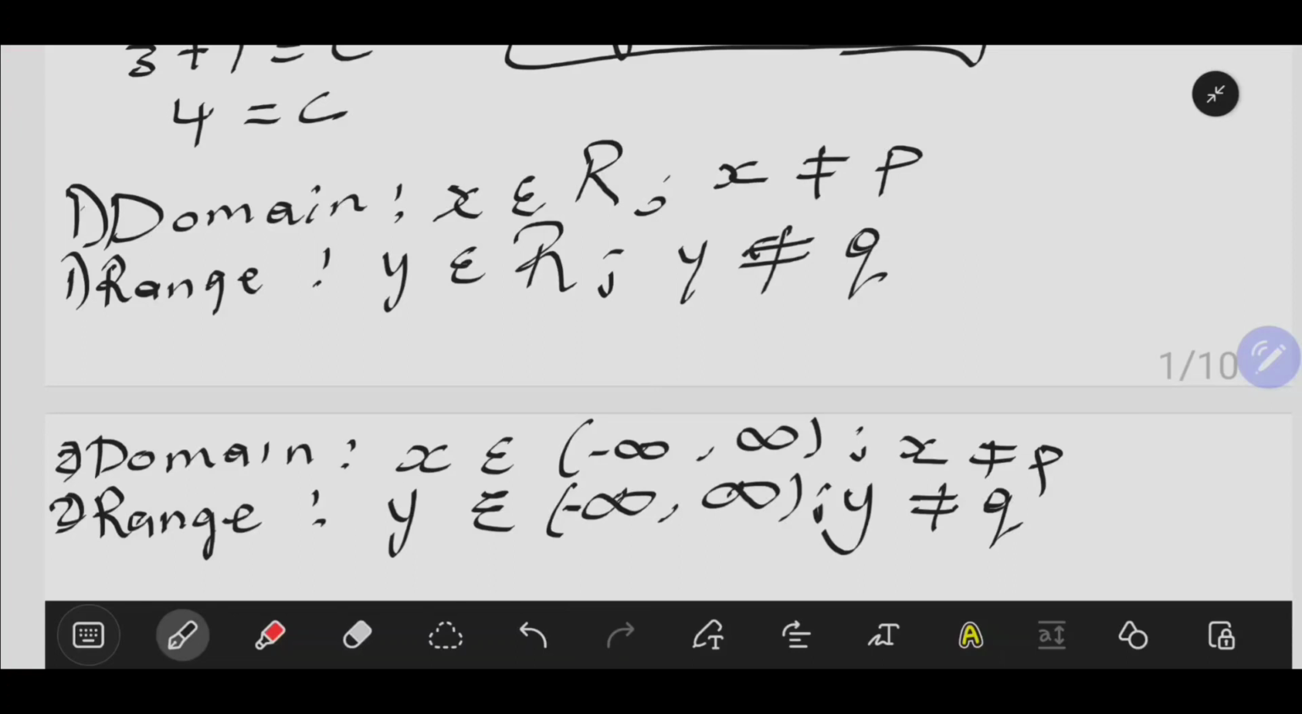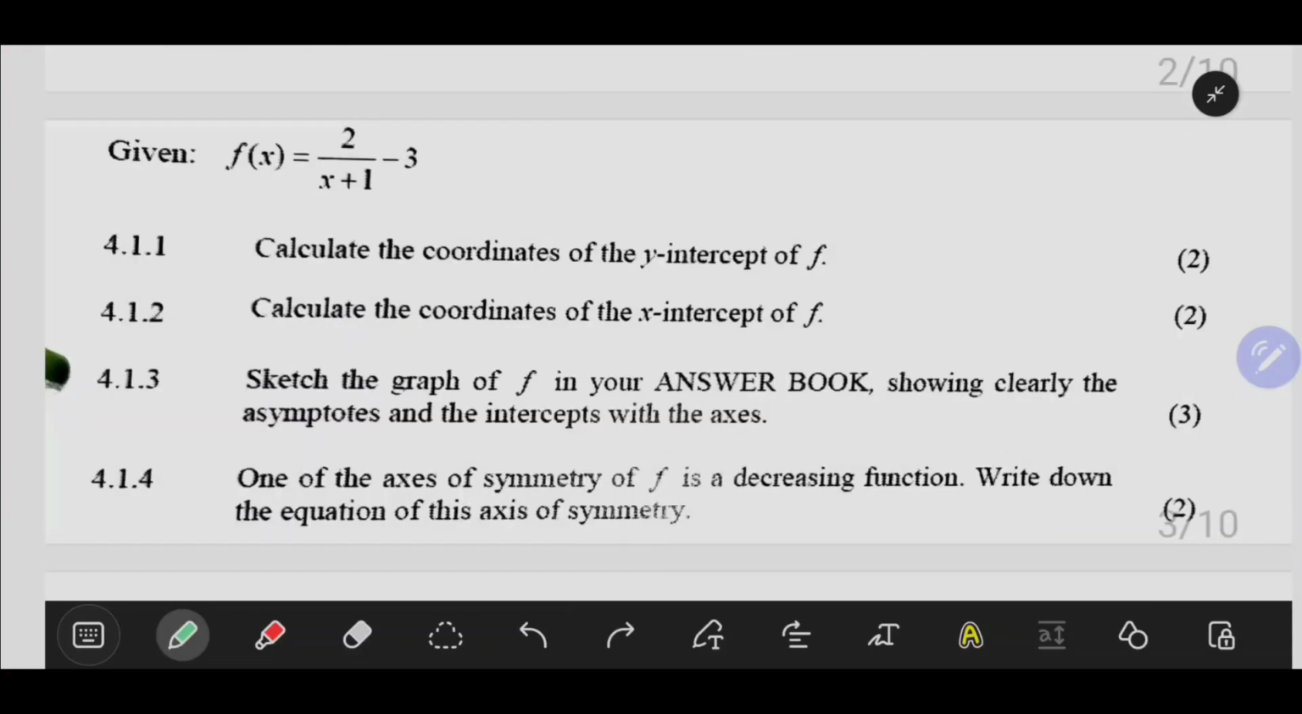So in this hyperbola, you must know how to sketch the graph, and you must also know how to interpret this graph. Now I want us to check a question where we will be sketching a graph, and we must know the procedures that need to be taken in order to draw a graph. Let's check this question. We're given a function f of x equals 2 divided by x plus 1, then subtract 3.